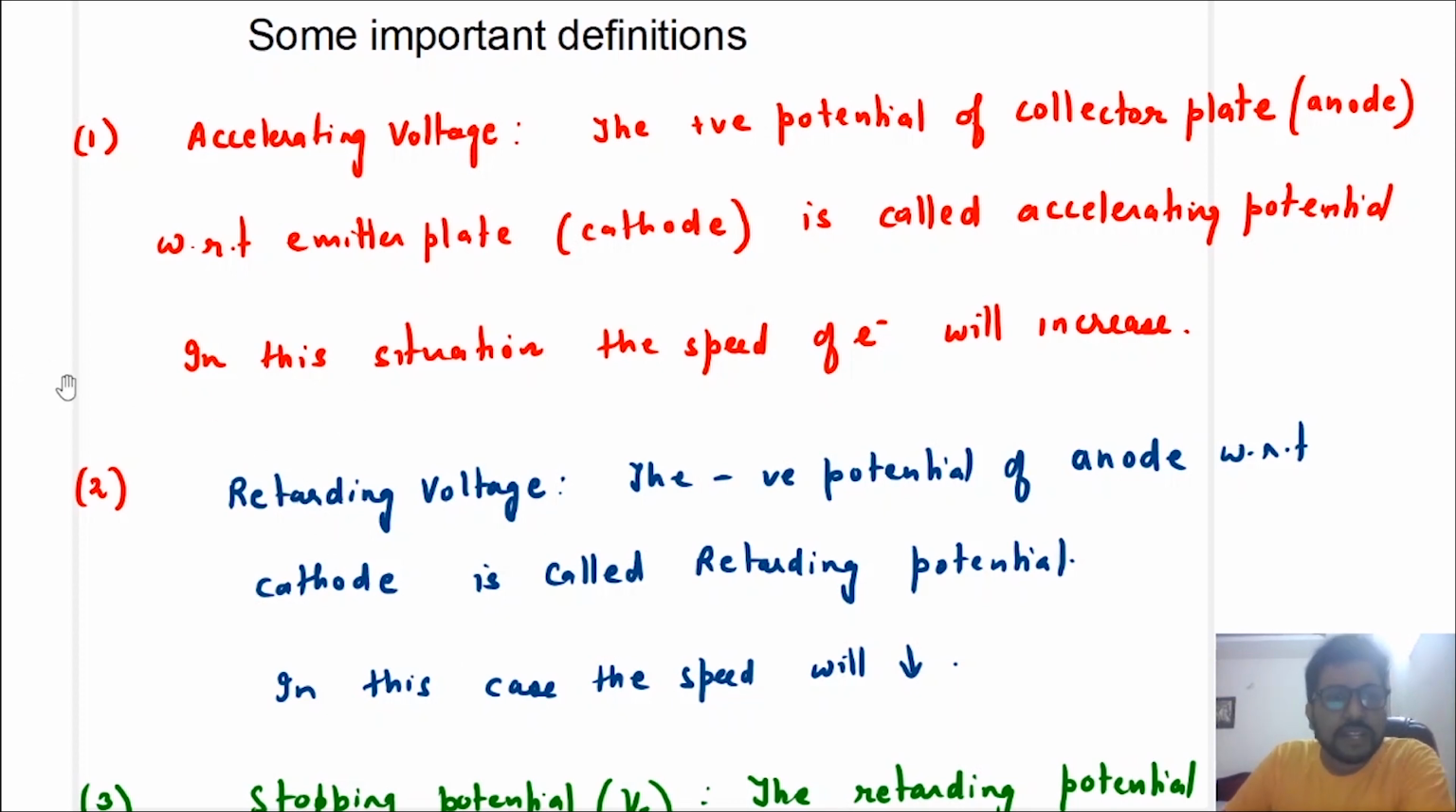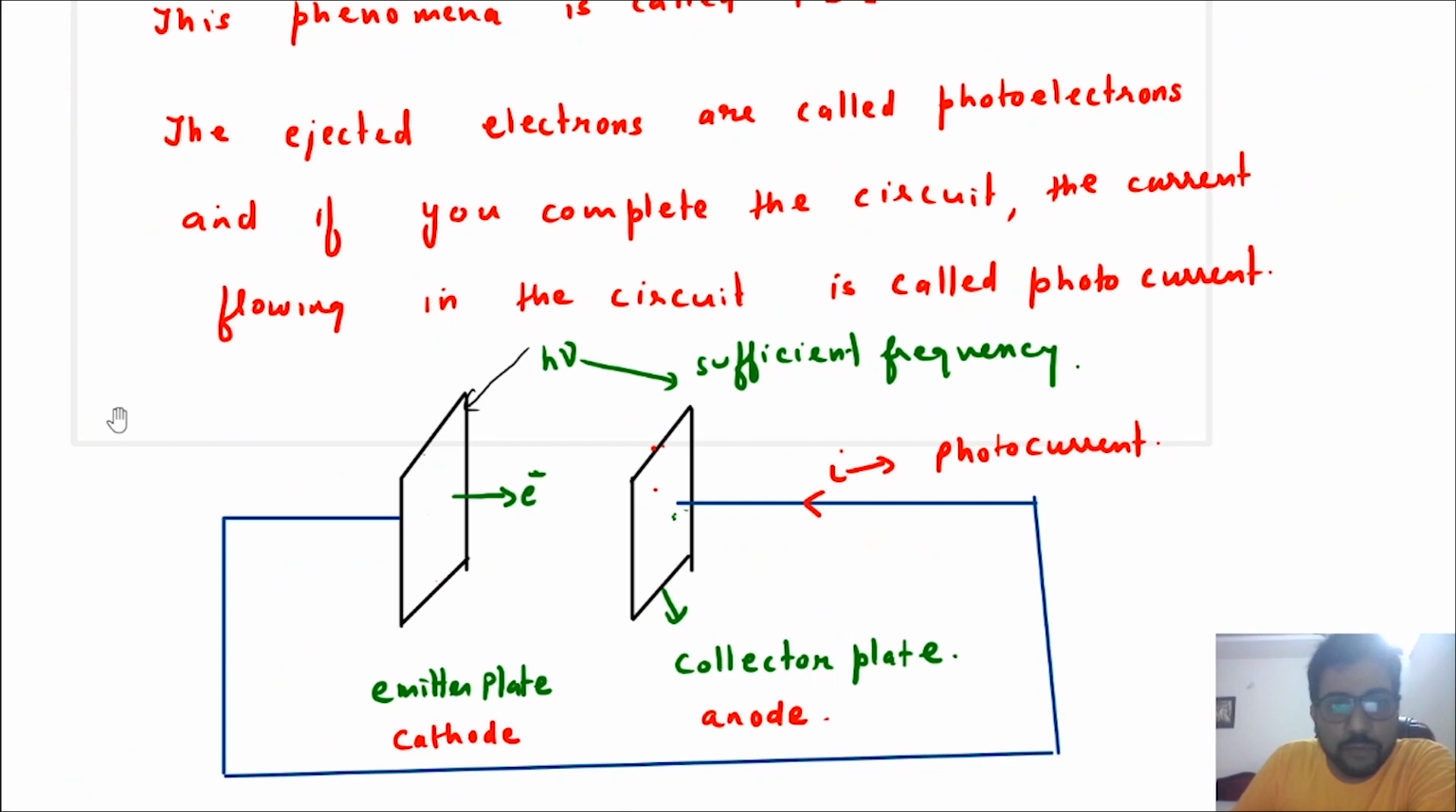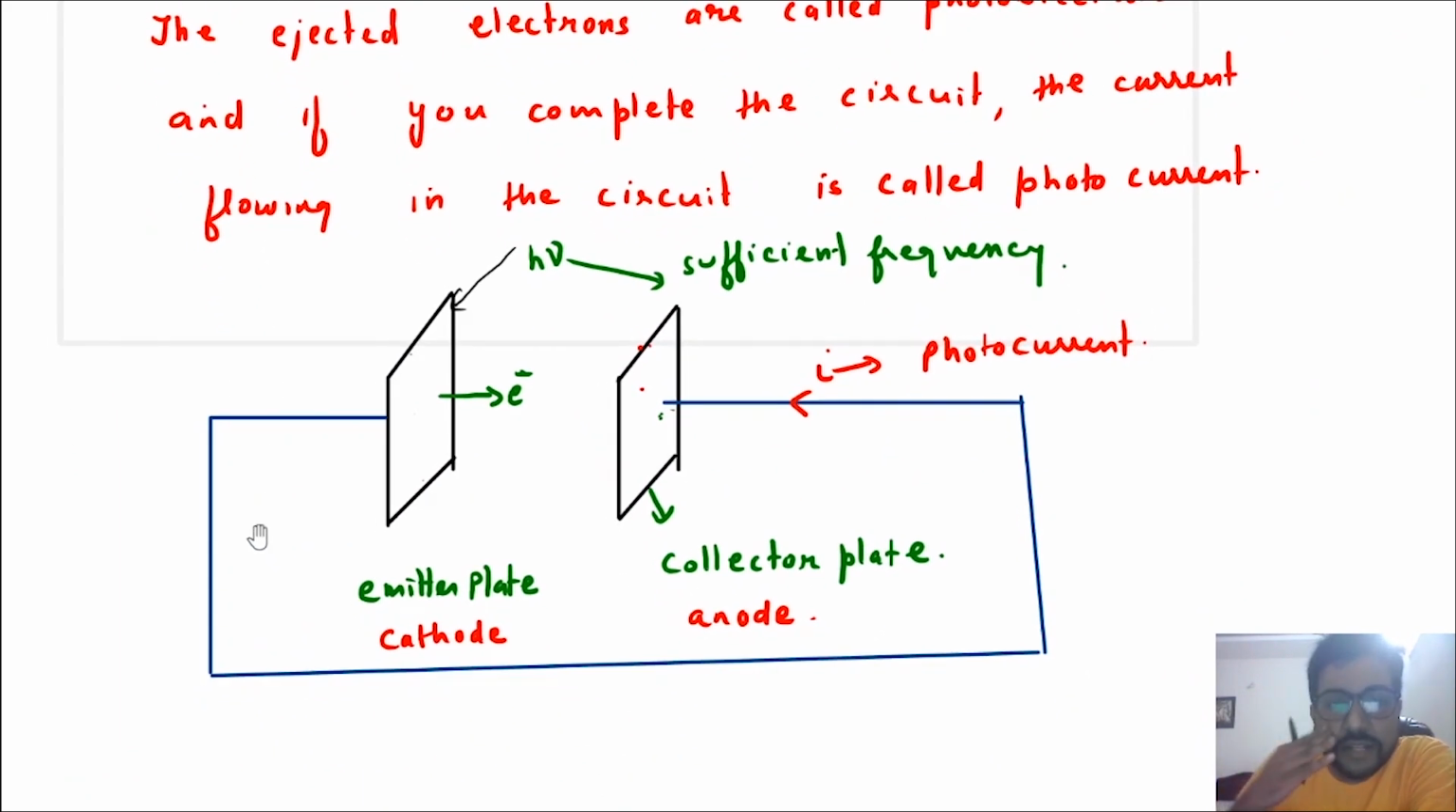The next definition is retarding voltage. Now what is retarding voltage? Let us see. If you want to decrease the speed of this electron, what you will have to do is get a force in this direction. Now to get a force in this direction, the field has to be in this direction. To have a field in this direction, there has to be a potential difference wherein this should have the higher potential and this should have the lower potential. Now by general convention, we take this potential as 0. If this is 0, and this is the higher potential, in that case this will be the negative voltage with respect to this.